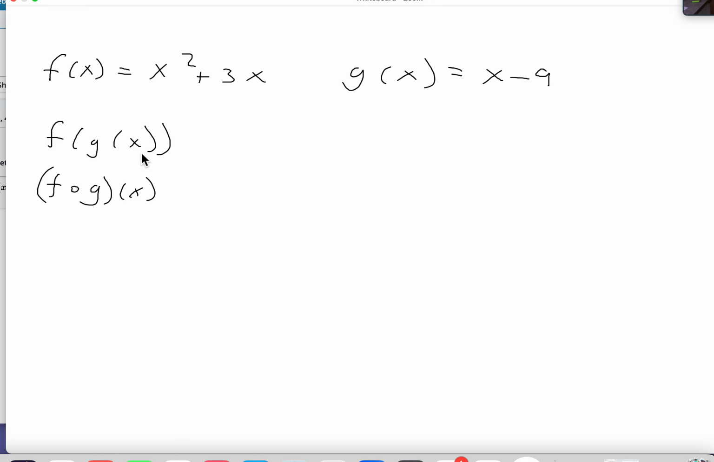Those mean the same thing. I like this one better. So what this one is saying is that everywhere there's an x in f of x, we're going to put g of x. So we're evaluating the function at g of x.